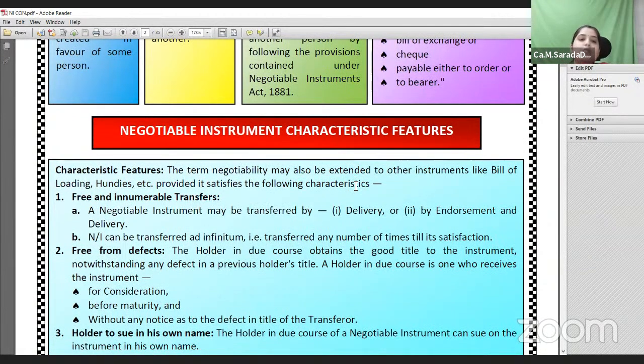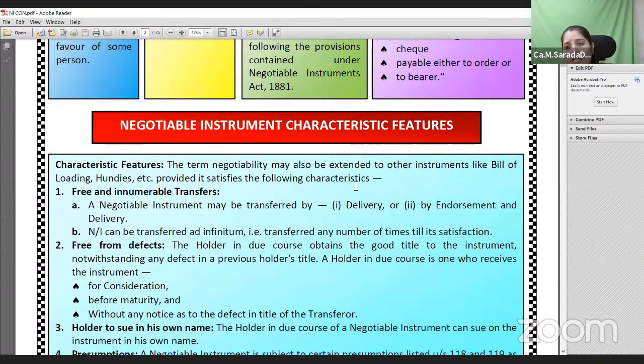Next, such an instrument should be free from all defects. What are defects, madam? You cannot take a negotiable instrument by theft, right? Some other person's negotiable instrument you cannot use. In such cases, if you use them, they have a defective title. They don't have a good title. So a negotiable instrument should have a good title. Then only the holder can get a claim over the instrument, and he can claim money in a correct way. Then only he will be called a holder in due course.